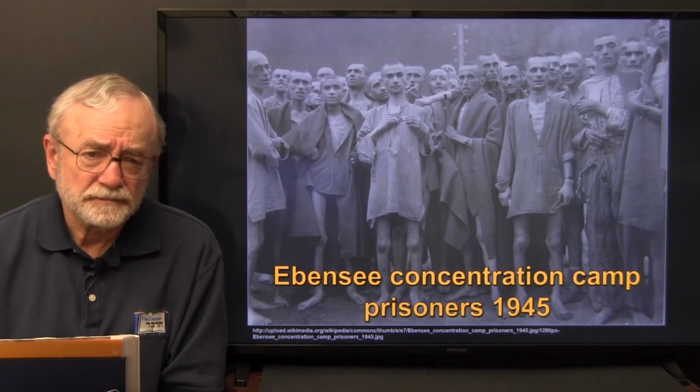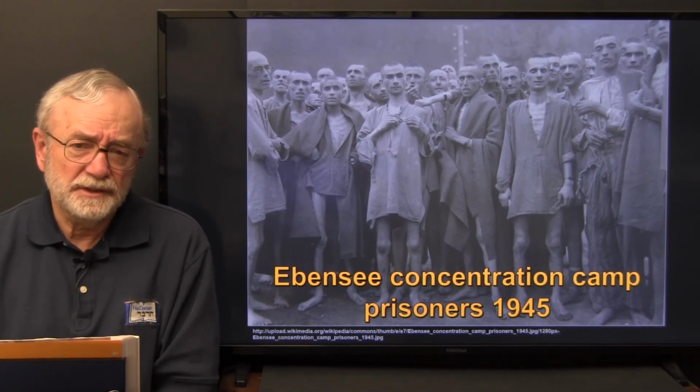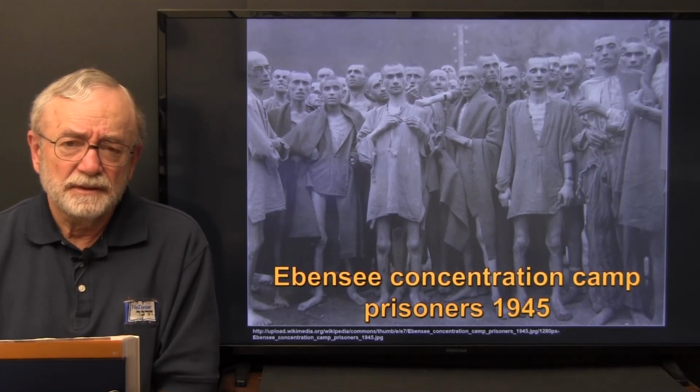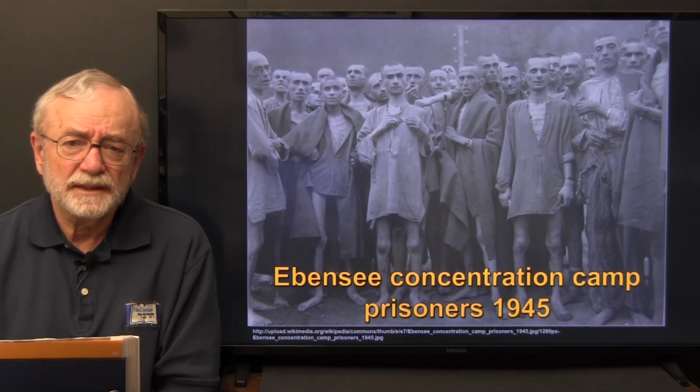Here are the survivors of the Ebensee concentration camp. They were liberated in 1945, and you can see these men are nothing but walking skeletons.